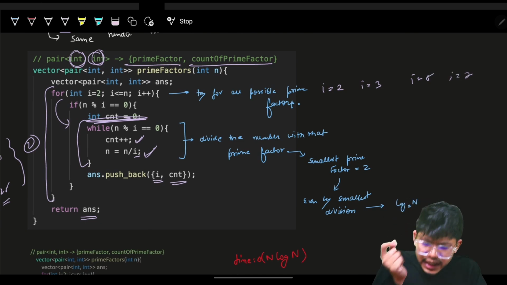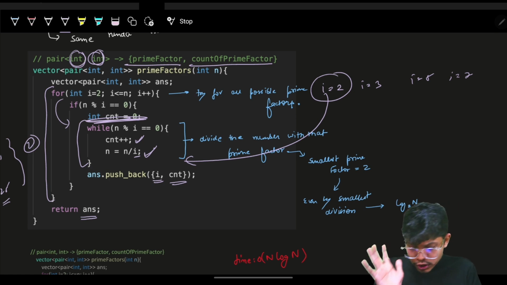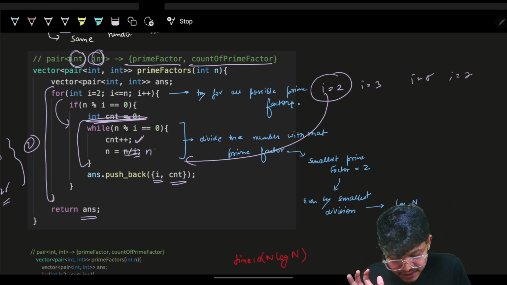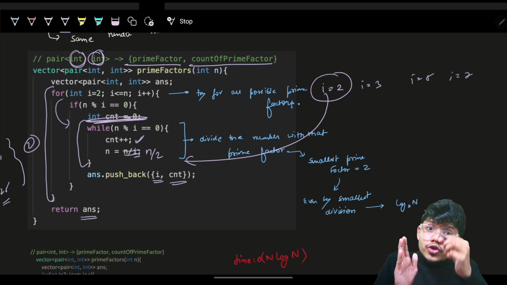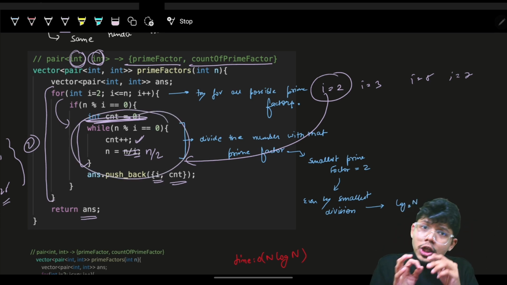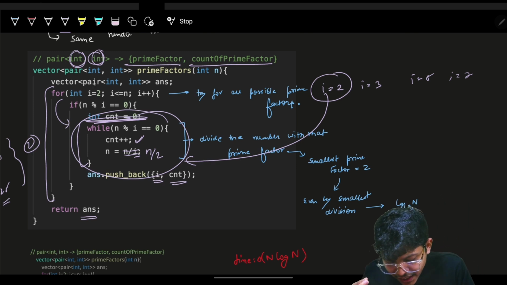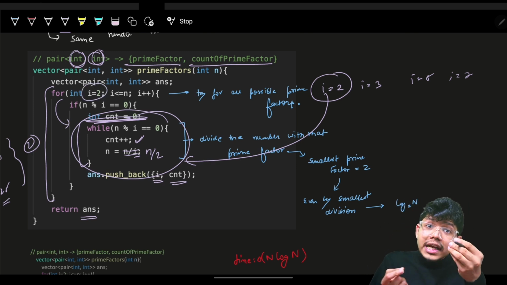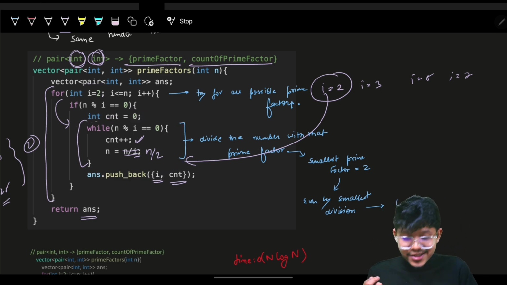So even if I take i equal to 2, because the smallest i is 2, roughly I can say it is n by 2. So every time the number is being divided by 2, so n by 2, n by 2, n by 2. So this operation is nothing but a log to the base 2 operation. But right now this is just for i equal to 2. For i equal to 3 it will be much less, for i equal to 5 it is much less.